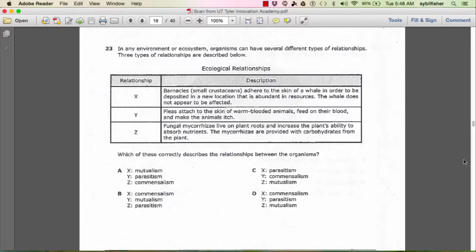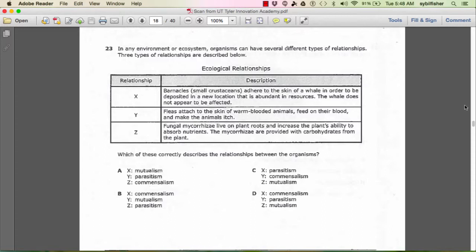Number 23. In any environment or ecosystem, organisms can have several different types of relationships. 3 types of relationships are described below. Ecological relationships. Relationship X. Barnacles, small crustaceans, adhere to the skin of a whale in order to be deposited in a new location that is abundant in resources. The whale does not appear to be affected.